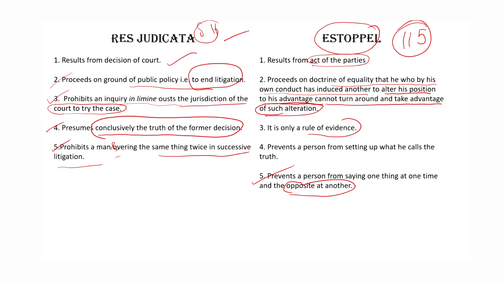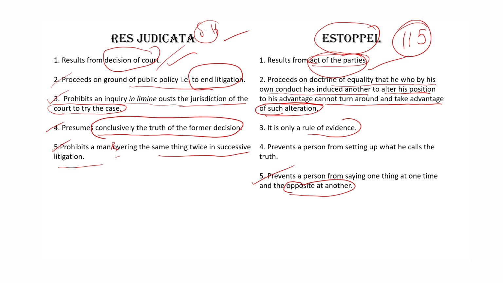So, this is the difference between res judicata and estoppel, section 115 of the Evidence Act. You can relate them, and both are almost the same, but one is from the decision of the court and the other is the act of parties, because estoppel is about representation, the statement between two parties, and res judicata is all about the decision of the court.